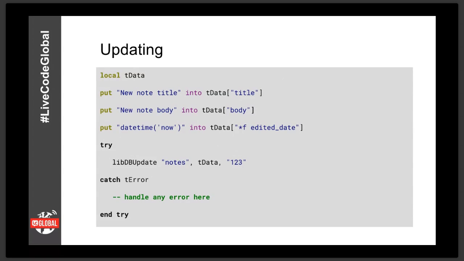So an example here, new note title, new note body in the data array. Again, the edited date, make sure we update that. Call libdb update, the notes table, pass the data, and 1, 2, 3 is the ID of the note that we want to update. It's just an example here of that.